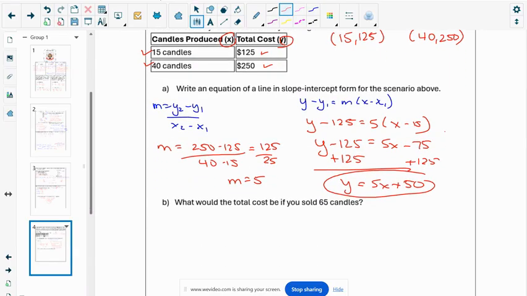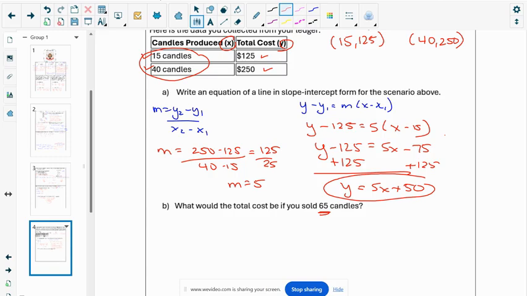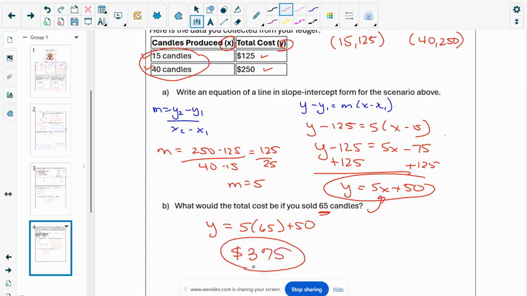Okay, what would the total cost be if you sold 65 candles? Well, if we notice, candles is my x value. So I'm going to substitute that into the equation above, right here. Substitute that 65 in and add that up. I can use my calculator for that. And I have $375 for 65 candles.